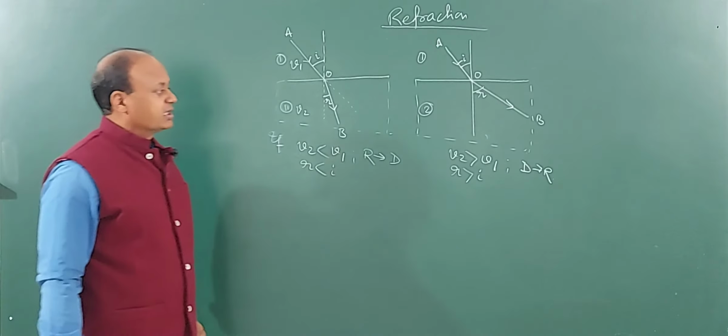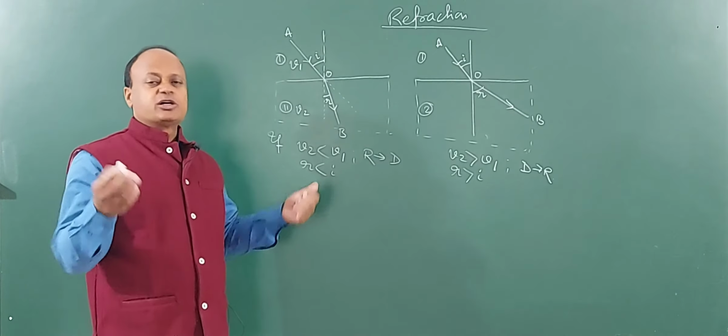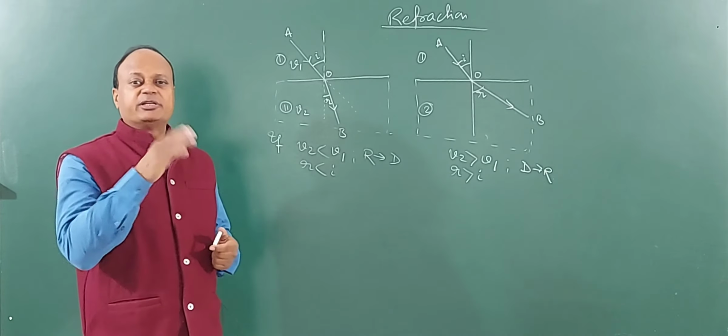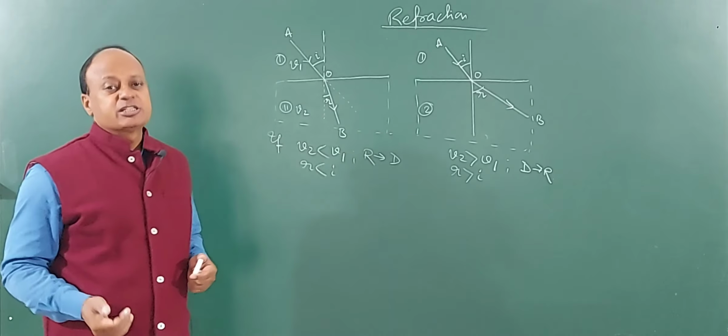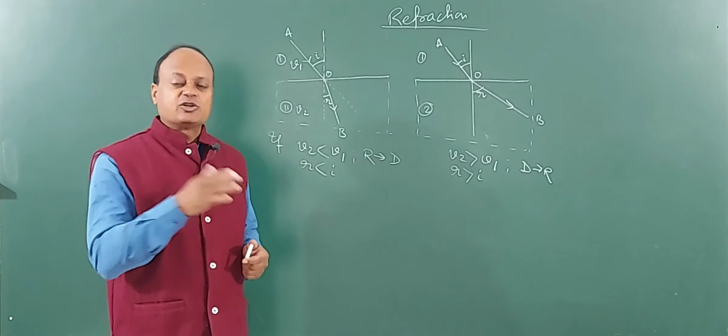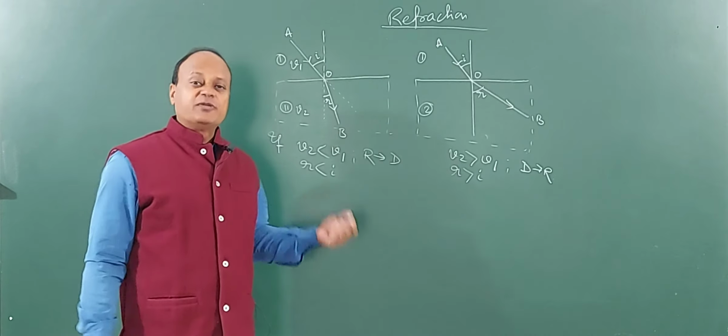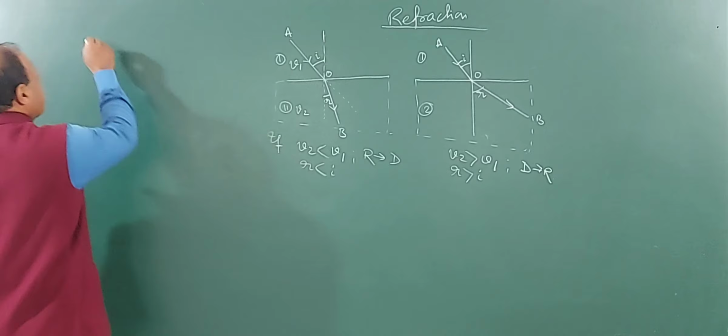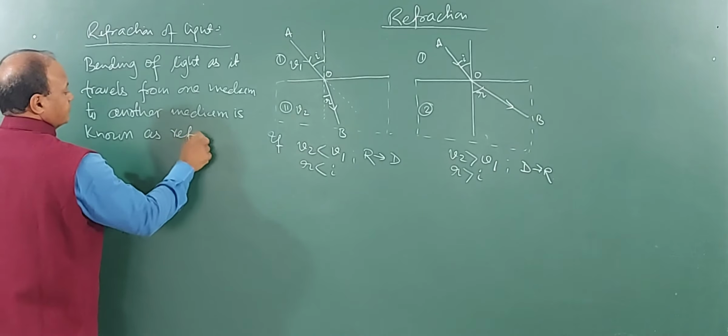Now refraction, children, therefore is the process of bending of light as it travels from one medium to another, and one primary reason for this is change in speed as the light is going from one medium to another. So we will be defining first what is refraction of light. Known as refraction.